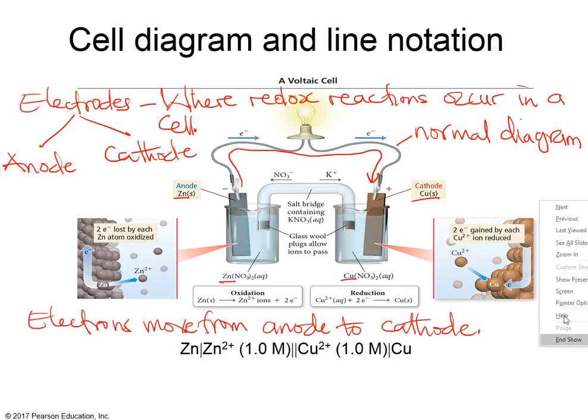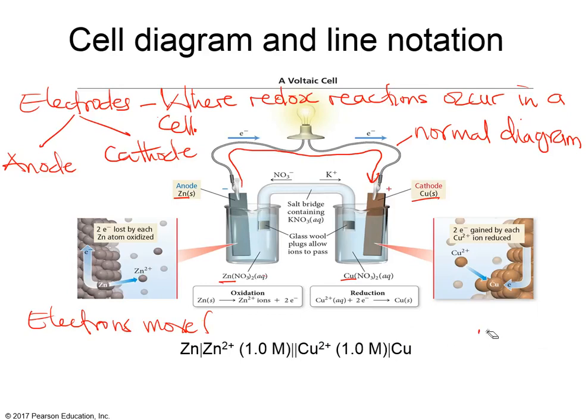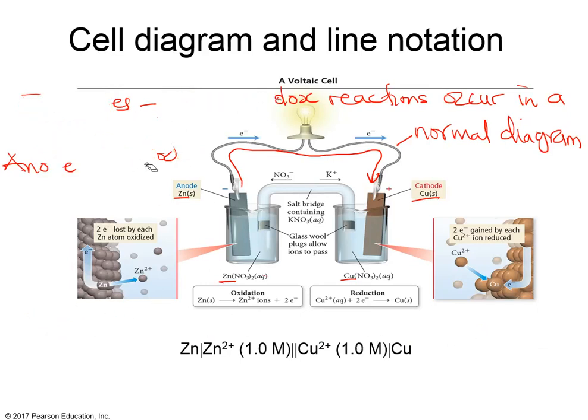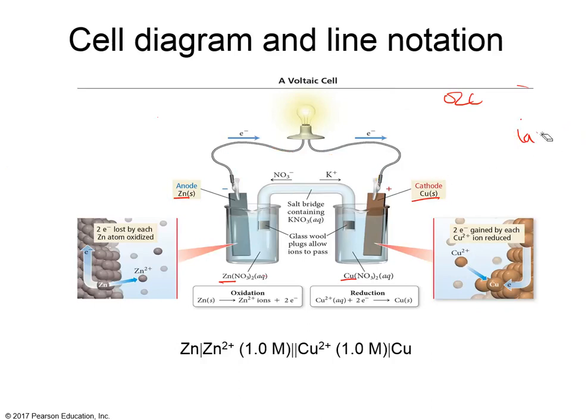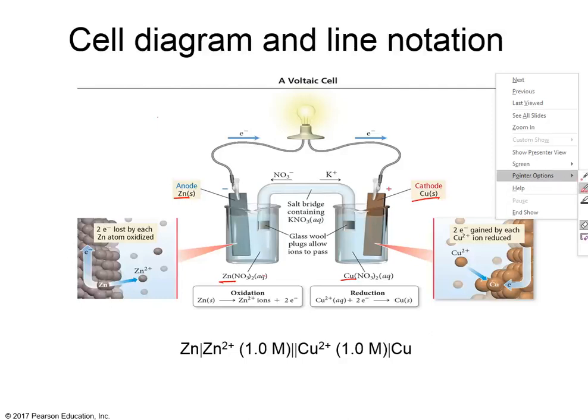Now, you can draw this same diagram in a condensed way. So how do you do that? You can draw this diagram using a line notation. So line notation is the one that we see here.